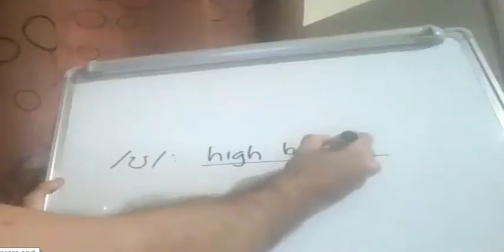First of all, the first thing we need to take into account is the height or highness of this sound. So which classification based on heightness would U be? Is it a high, mid, or low vowel? High. It's a high vowel. Good. Now, if we go into the backness, is it a front, central, or back? Back. Good. Okay, so we have high back.